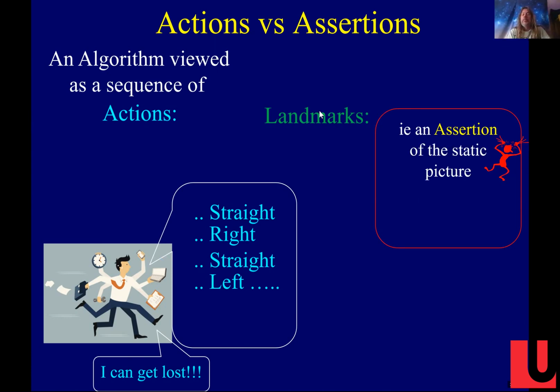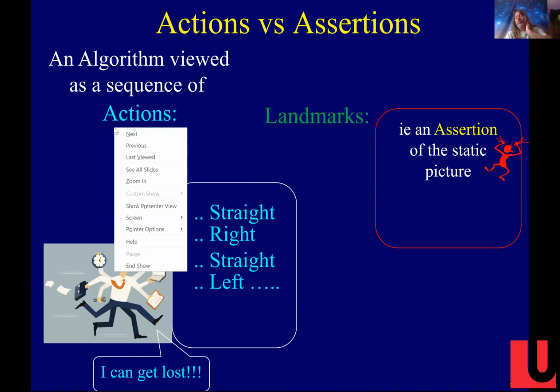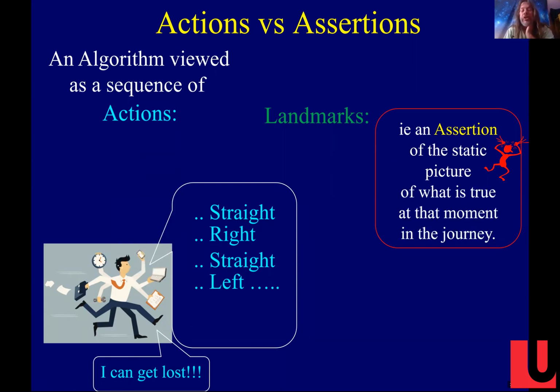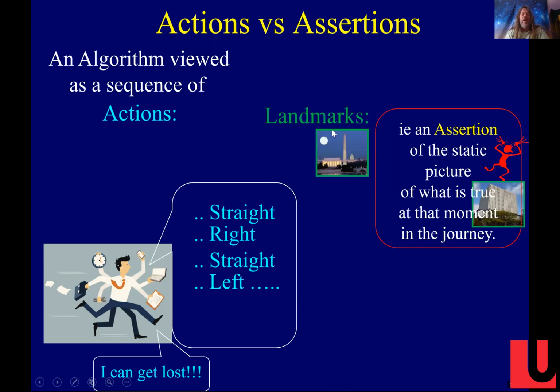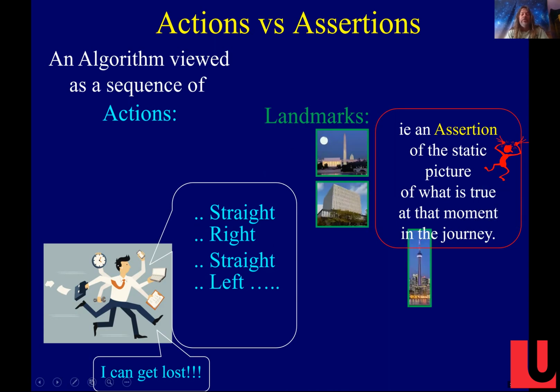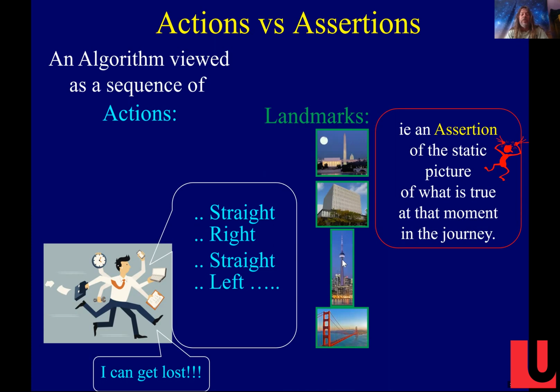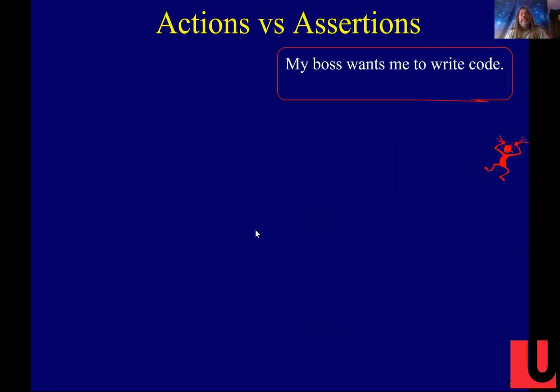And what is an assertion? An assertion is a static picture of what is true at this moment in your journey, at this moment in your computation. So my landmarks: I was born in Washington, undergrad in Waterloo, graduate school at U of T, postdoc at Berkeley, and then I'm at York. All right, so these are where we're starting new slides.